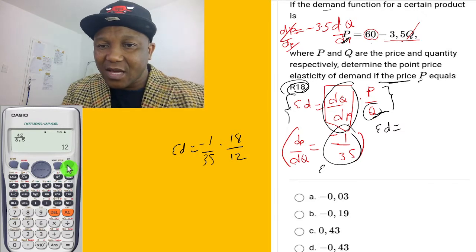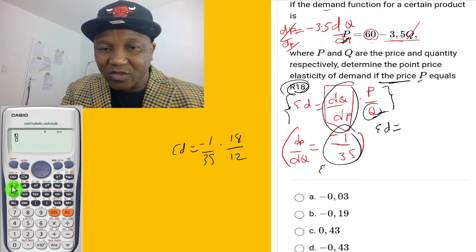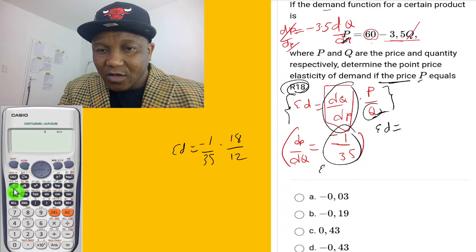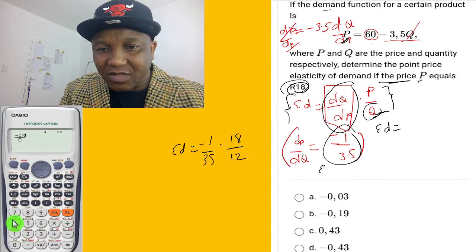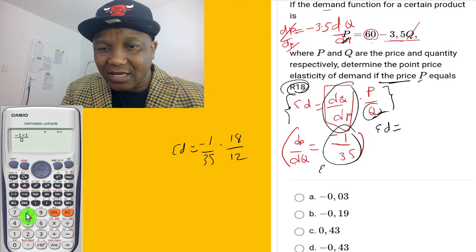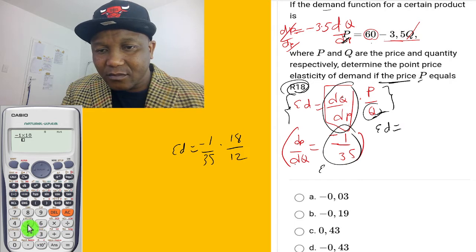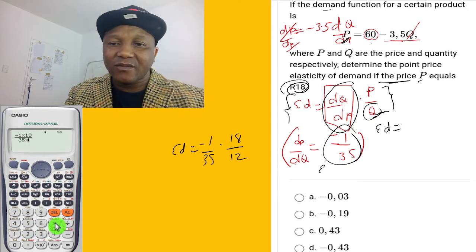So now let's plug in everything like how it's supposed to be. Negative, now we say 1 times 18 on top, and on the bottom say 3.5 times 12.